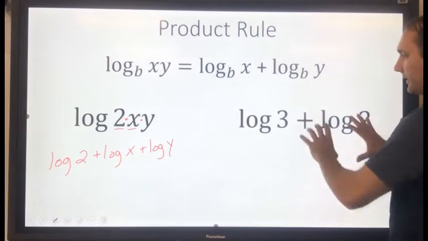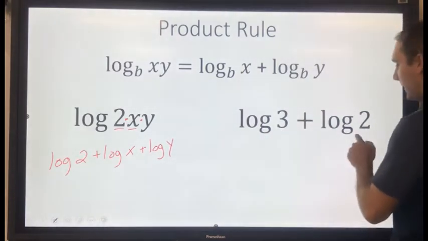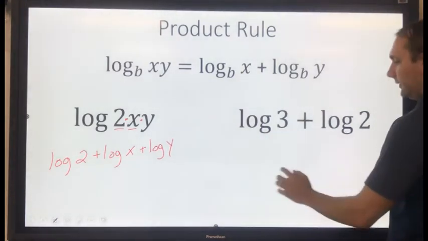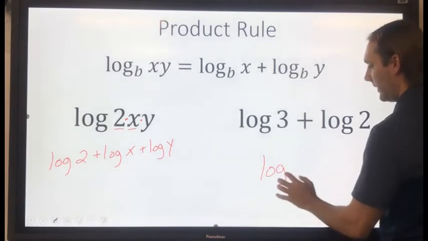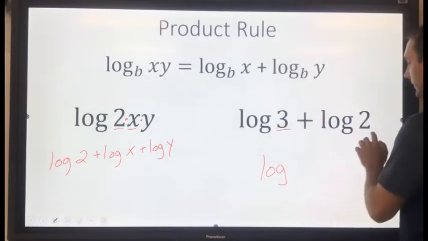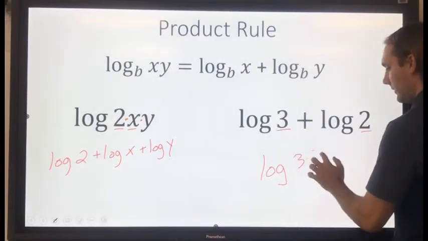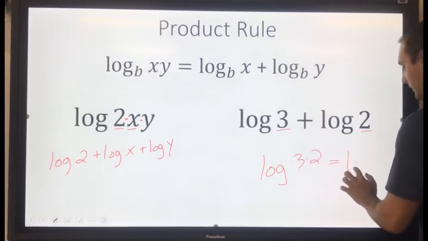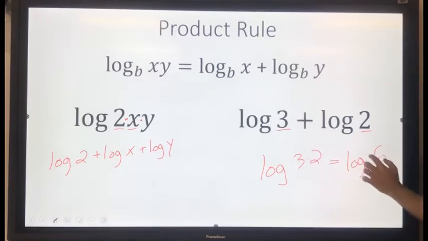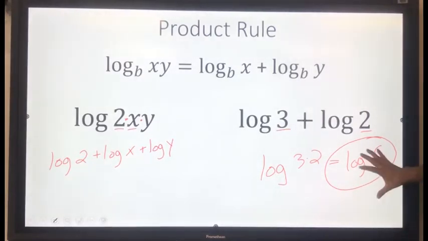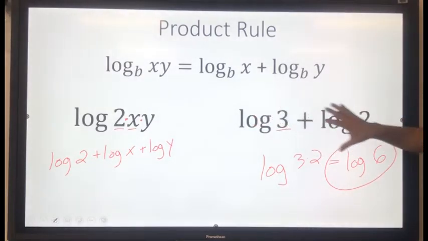And if you want to contract it, bring it together, as long as they have the same base, so it's both the common base of 10, log base 10 of 3 times 2. So it equals log base 10 of 6. That's equivalent to log base 10 of 3 plus log base 10 of 2.